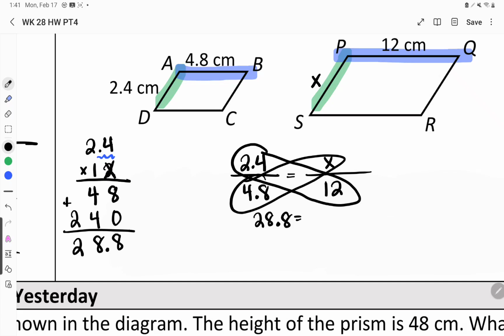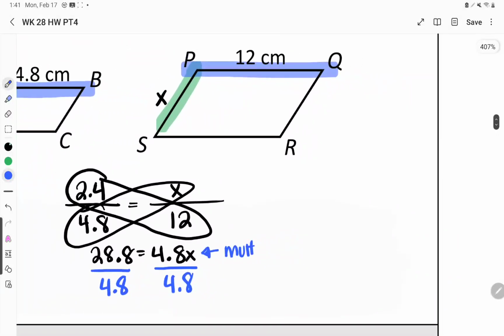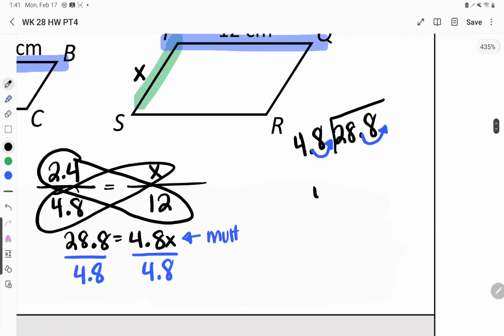equals 4.8 times x, which is 4.8x. What operation is happening between 4.8 and x? Multiplication. How do I get rid of multiplication? Division. So I divide both sides by 4.8. So I have 28.8 divided by 4.8. Okay, I've got a problem. What's my problem? I have a decimal on the outside. So I'm going to move this decimal over once. So what do I have to do to the inside decimal? Move it over once. So now I have 48 going into 288.